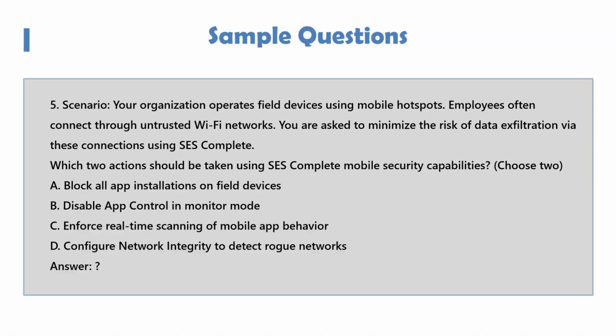Choose 2. A. Block all app installations on field devices. B. Disable app control in monitor mode. C. Enforce real-time scanning of mobile app behavior. D. Configure network integrity to detect rogue networks.